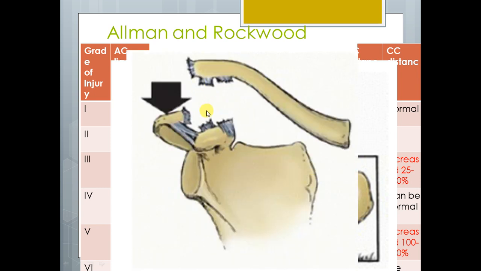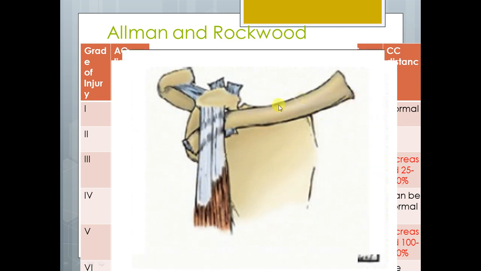This is type 5. And very, very rarely, type 6 is a direct trauma to the clavicle itself, displacing it below the coracoid and the conjoint tendon, not a scapular injury.